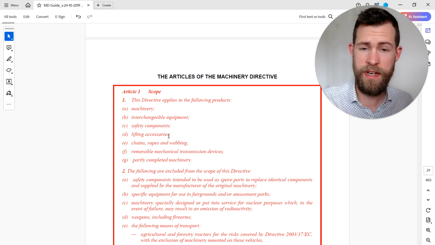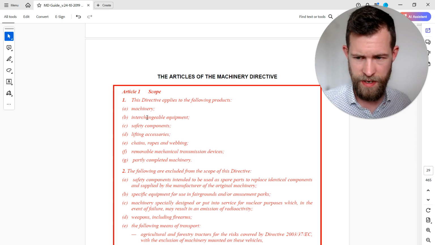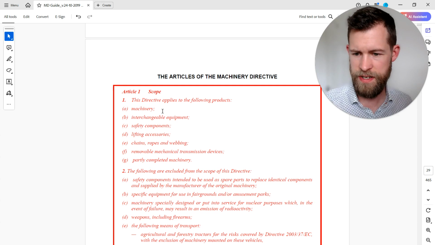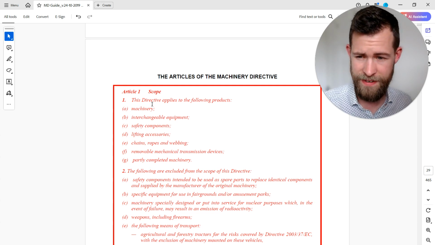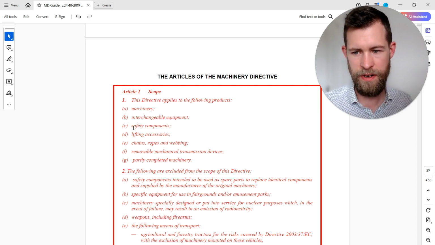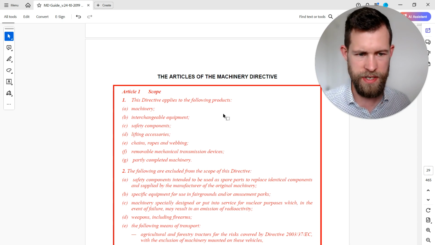So part of the question here is, what are some of these things? So what actually is machinery? We're talking about legislation here, so it's very specific. It's going to be very prescriptive in terms of what it defines as machinery. How is that different from interchangeable equipment? What is a safety component? How do lifting accessories come into there, and how do you define those? So you'll find that information in here.